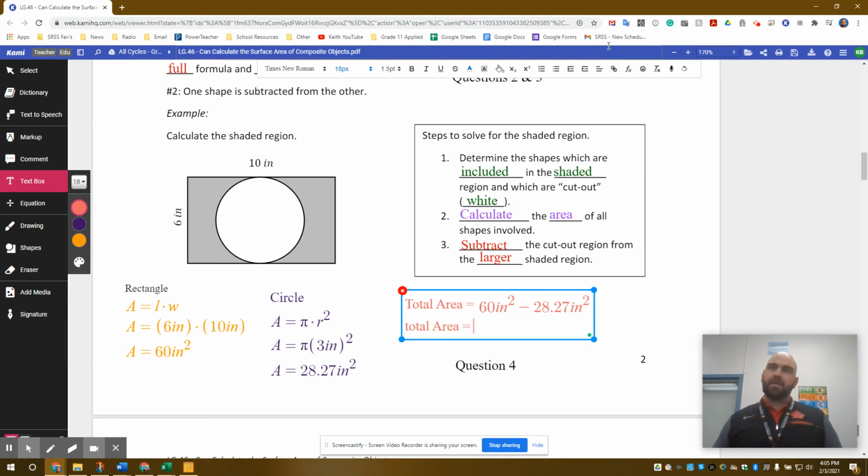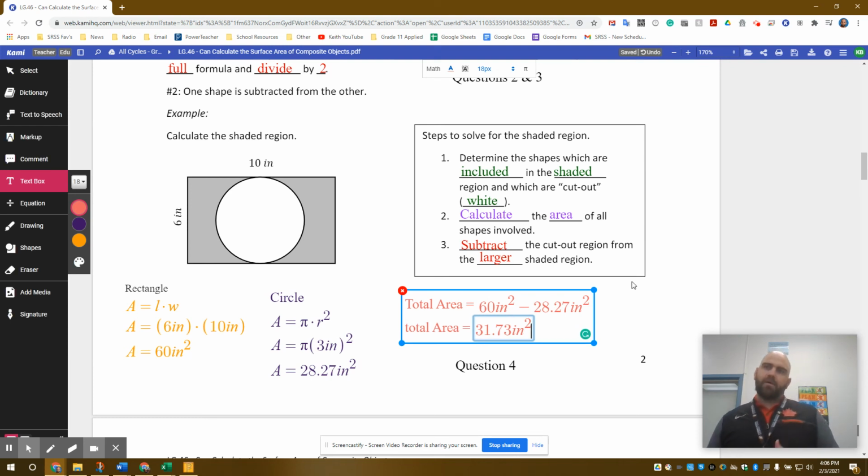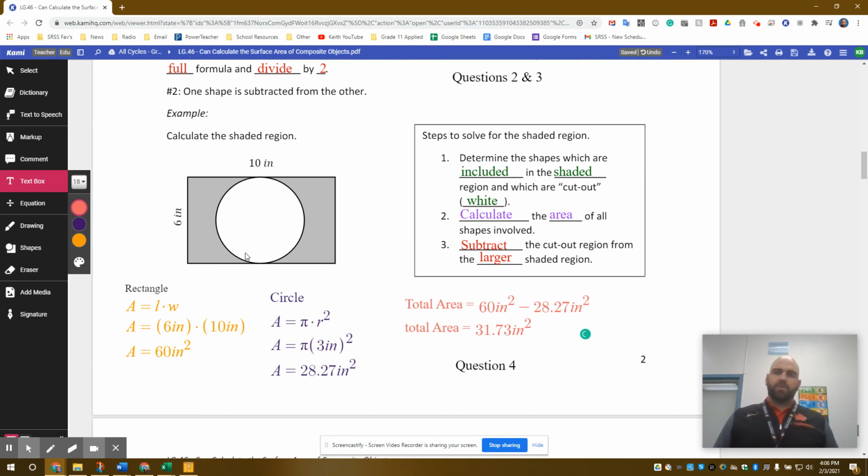Now here we're subtracting because we have a white circle inside of this rectangle, so we have a white piece that's inside of the rectangle. 60 minus 28.27 is 31.73 inches squared. Now again, be aware of our units. This has units in there, so we have to make sure that our answer has units in there as well. So two shapes, one is smaller than the other and is being subtracted from the larger one. Make sure that we continue on in that manner.